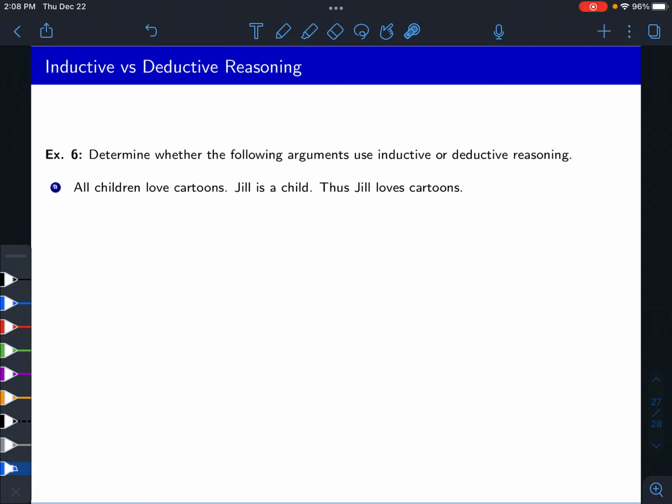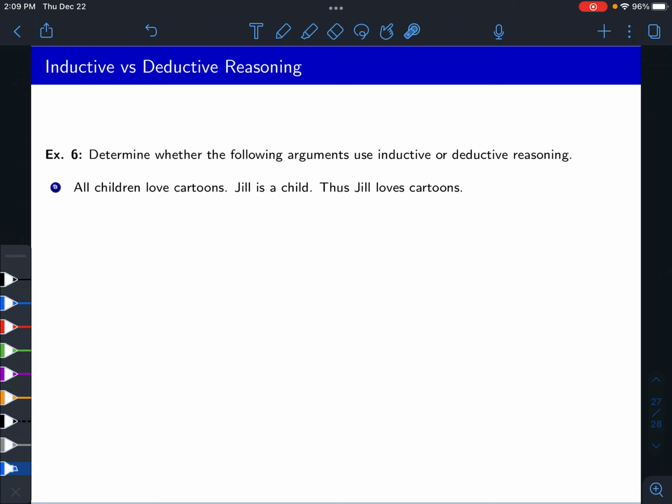All right, Example 6: determine whether the following arguments are using inductive or deductive reasoning. I recommend pausing the video and thinking to yourself whether it's using inductive or deductive reasoning. So part A: all children love cartoons. Jill is a child, therefore Jill loves cartoons. Is this using inductive or deductive reasoning? I'm going to assume that you have paused and thought about this sufficiently.